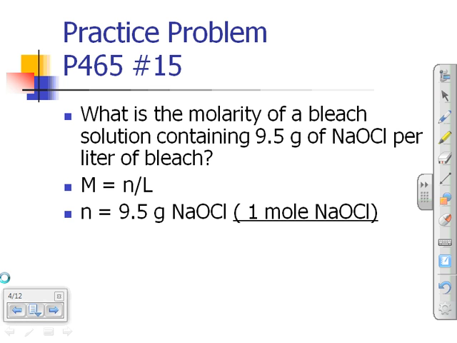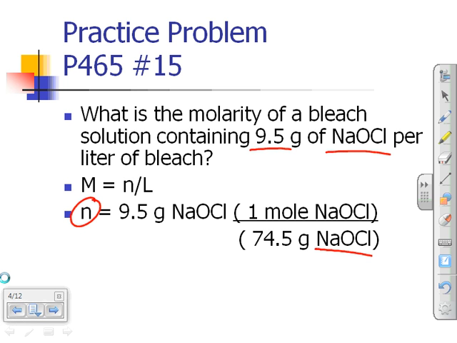So the first thing we need to do is calculate the n. That's going to be moles. We're given grams of this material, NaOCl. We need to figure out how many moles that is. So we'll need to calculate the molar mass of NaOCl, and we get 74.5 grams. That's going to be 1 mole in the numerator, so our grams will cancel out, and we will end up with moles of NaOCl.